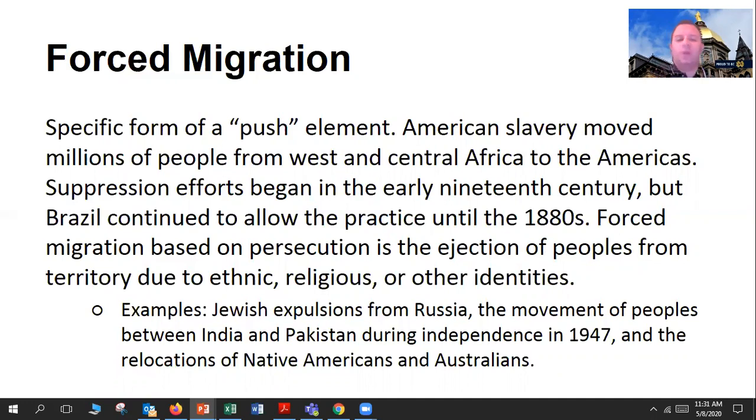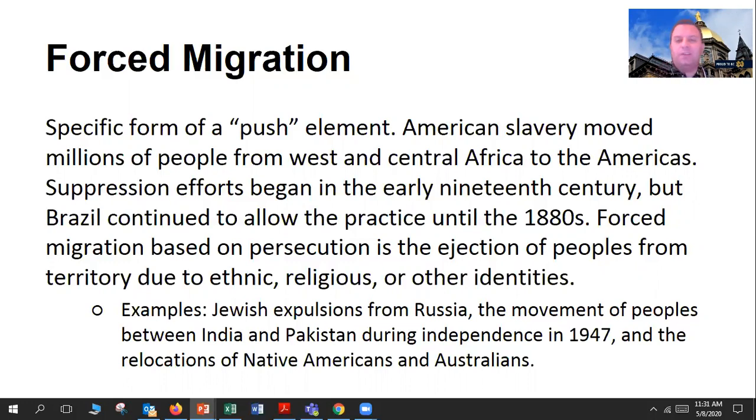When the Jews were expelled out of Spain or later on expelled out of Germany, those are forced migrations. When the United States forced Native Americans to continue to migrate further and further west on the Trail of Tears, those are forced migrations.